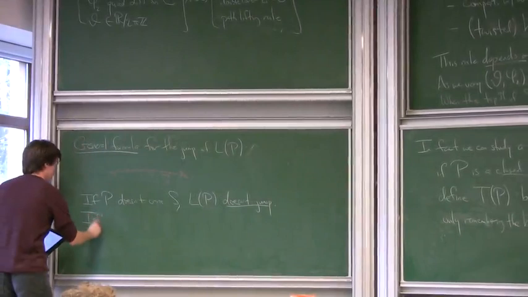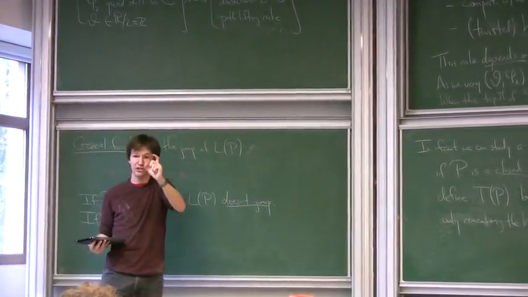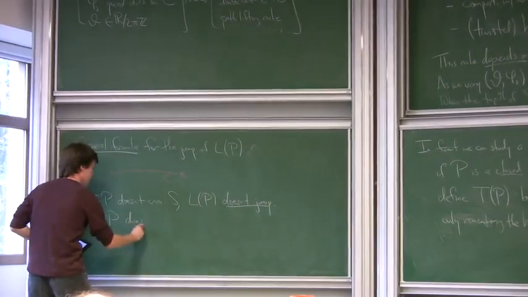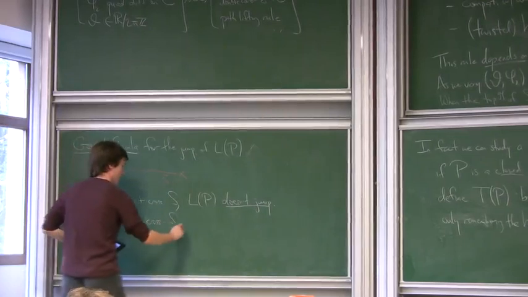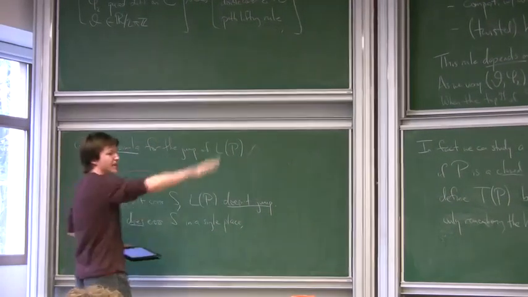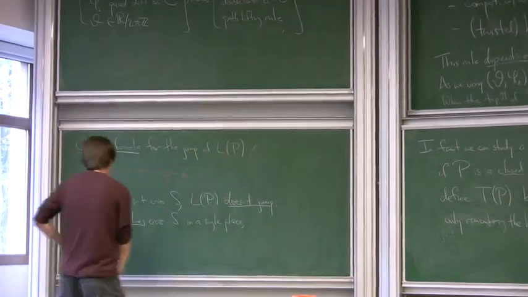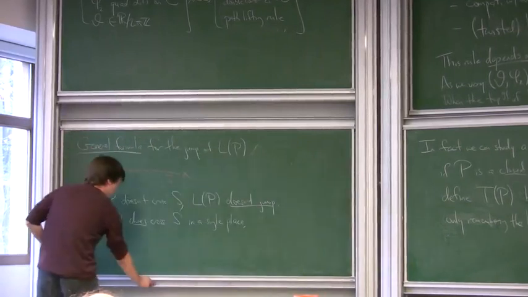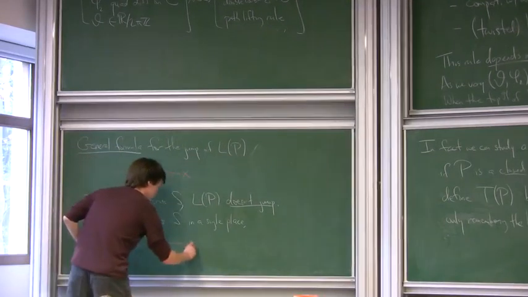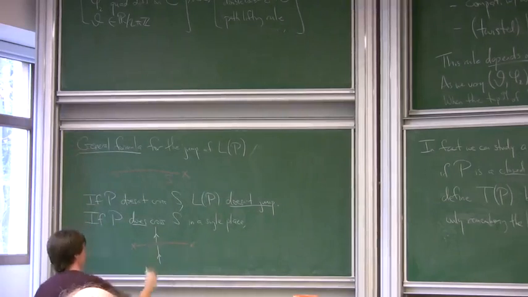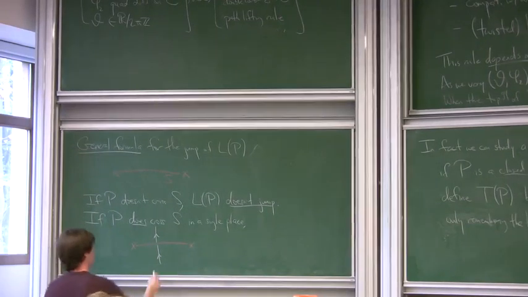If, on the other hand, P does cross S, well, as usual, I can break the thing up by composition, so I can just look at where it crosses S in a single place. If P does cross S in a single place, then I claim that this computation that I did by hand over there can be summarized in a simple formula. I divide P into the part before S and the part after S, P1 and P2.